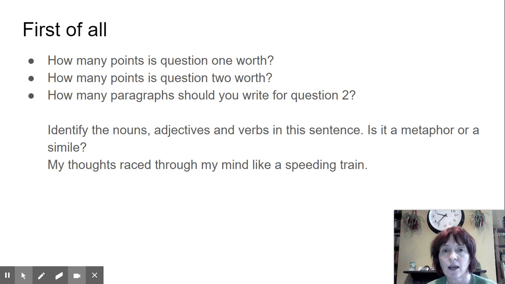First of all, have a look at these questions and then answer them in the chat. How many points is question 1 worth? How many points is question 2 worth? How many paragraphs should you write for question 2? And can you identify the nouns, adjectives, and verbs in this sentence, and is it a metaphor or a simile? My thoughts race through my mind like a speeding train. Is it a metaphor or a simile? Can you underline any nouns, adjectives, or verbs?